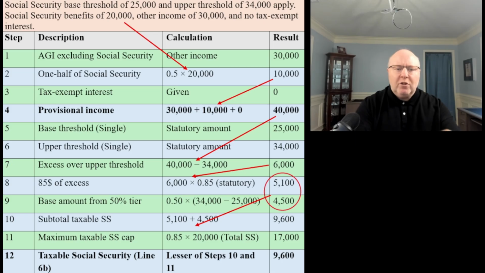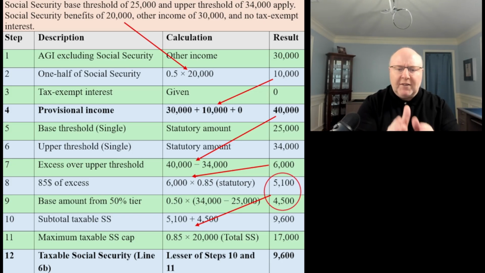Well, we had $20,000 of Social Security, which was given to us. 1/2, so we multiply it by 0.5. That's going to give us $10,000. We had nothing on line 2A, so no tax-exempt interest. So we're at 0. So we have 30,000 plus 10 plus 0. That's going to give us 40,000. So provisional income is $40,000. That's pretty big for us.